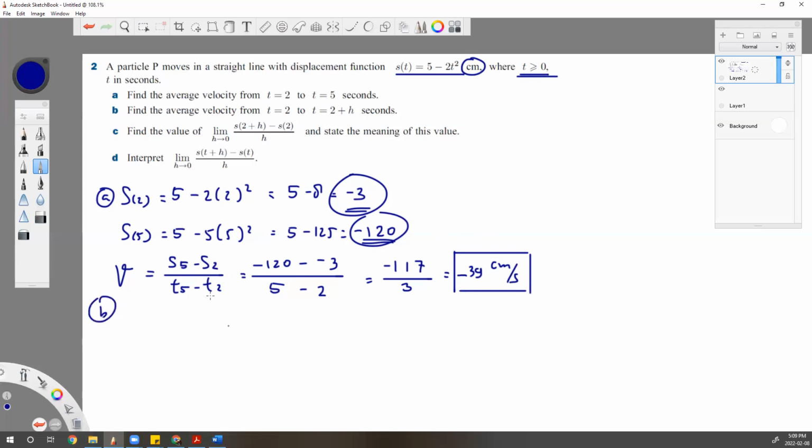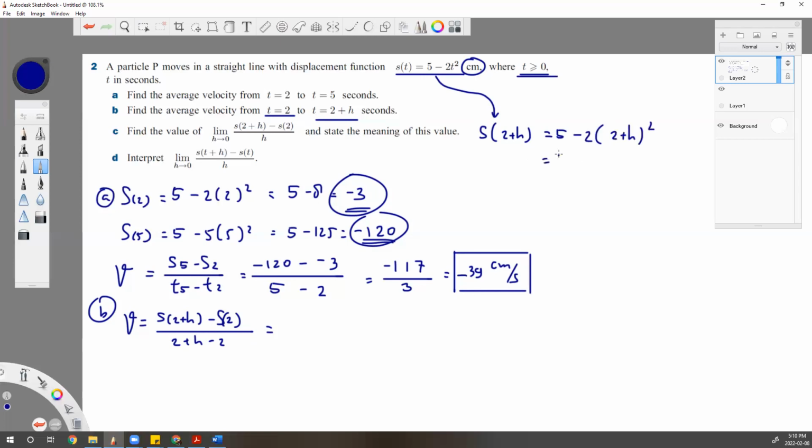Let's do B. So h can be anything, right? h can be 1, 2, 0.00001, 0.002, and so on. It can be too big or too small. It can be normal. But we know that to calculate v, it equals s(2 plus h) subtract s(2), over 2 plus h subtract 2. So for s(2 plus h), what you need to do is put it here: s(2 plus h) equals 5 subtract 2 times (2 plus h) squared.